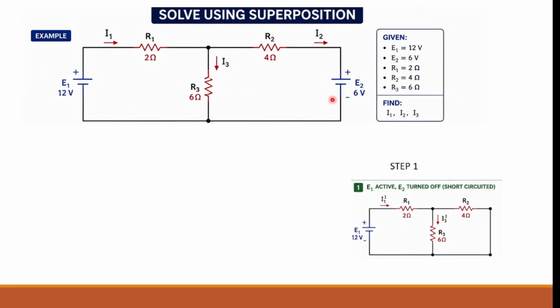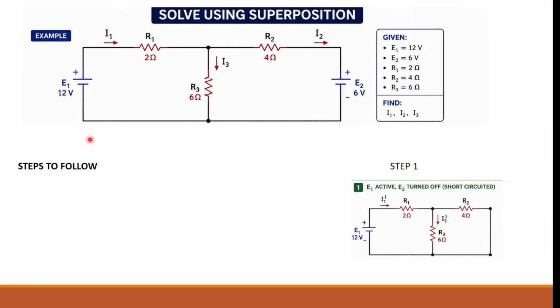Let's get into it. So now let us find the current flowing through resistor R3 using the superposition theorem. So we have all of our data. E1 is given, E2 is given. All the resistances are given. So let's get into it.